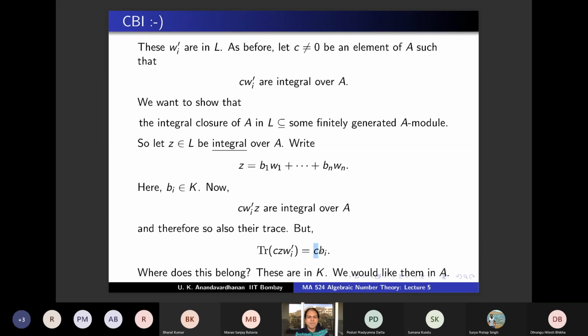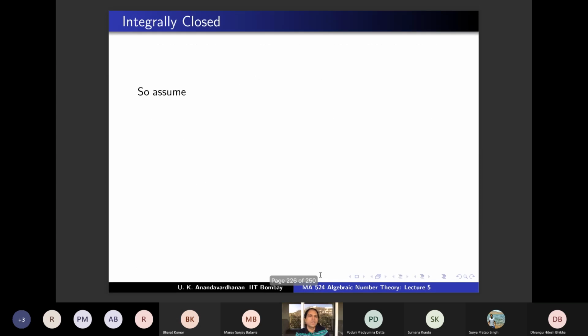Because then c·b_i is integral over A and it belongs to K. So if you know that A is integrally closed, then c·b_i belongs to A. You agree? That's the definition of integrally closed. If you say that something is integrally closed, that means it's integrally closed in its quotient field. And c·b_i belongs to K on the one hand, and on the other hand, c·b_i are integral because trace of integral is integral. So this will belong to A if A is integrally closed. Therefore, assume A is integrally closed.